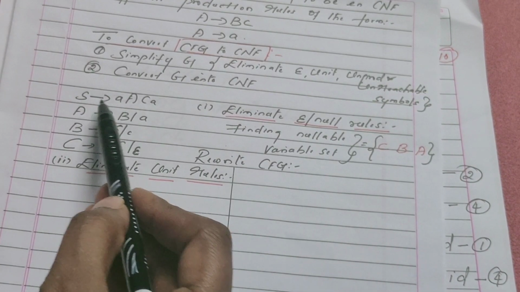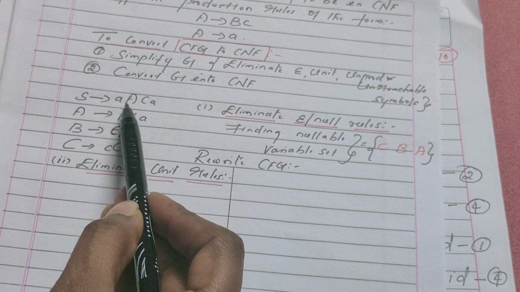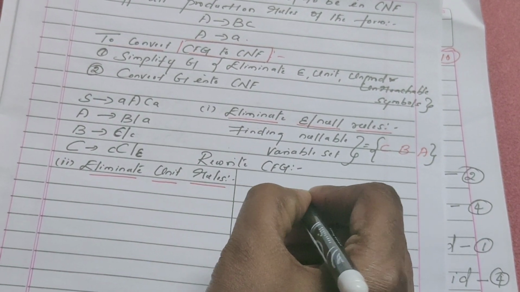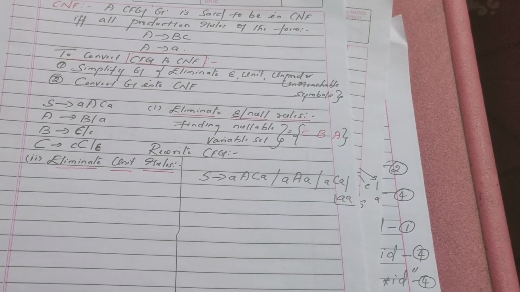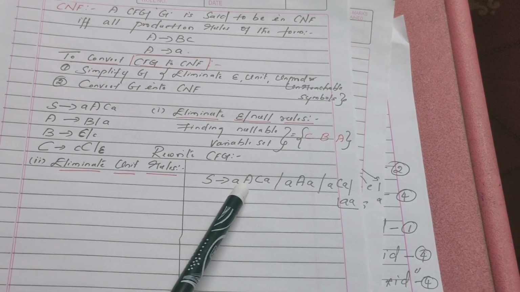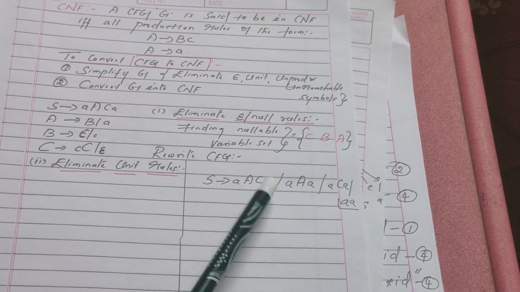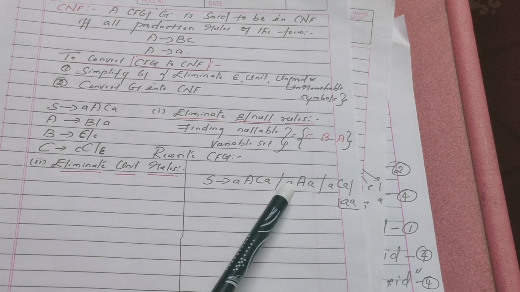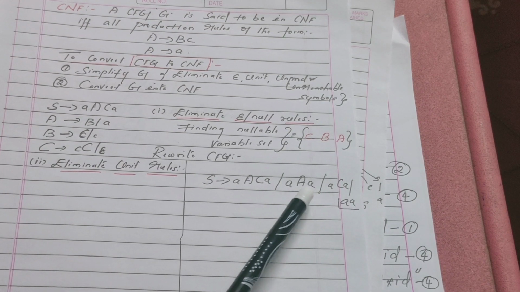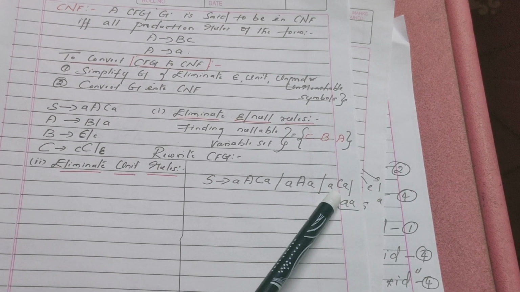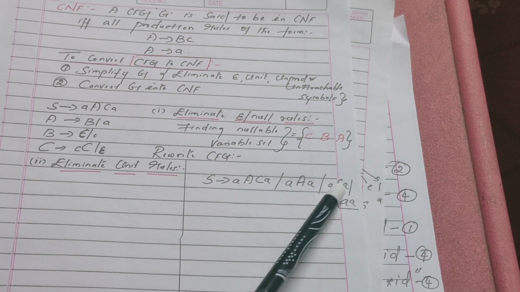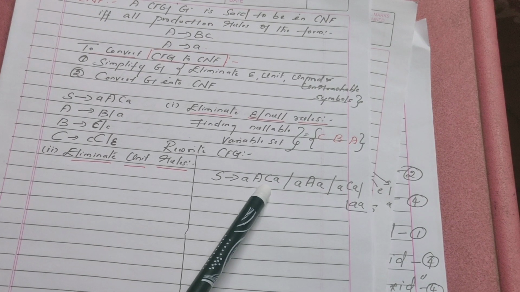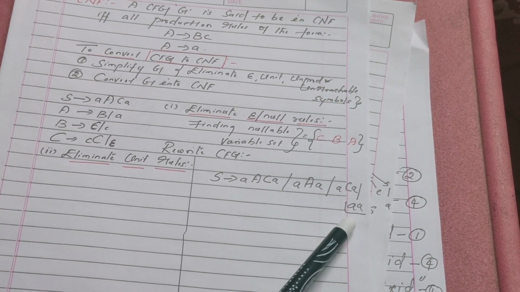Now let me consider the very first rule, S derives AACA. First I will write the rule as it is: AACA. C is a nullable variable, so I replace C by epsilon and we obtain AAA. At the next chance I replace A by epsilon, so I obtain ACA. Then later I replace both A and C by epsilon, so I obtain AA.